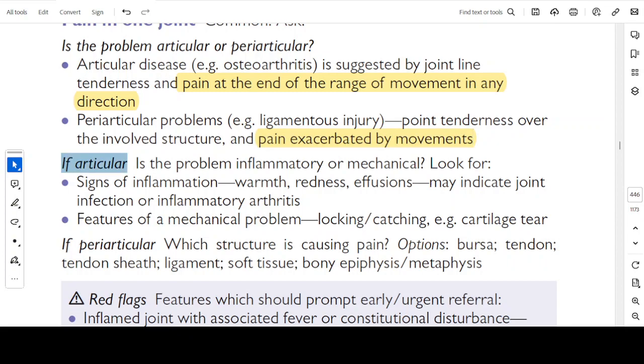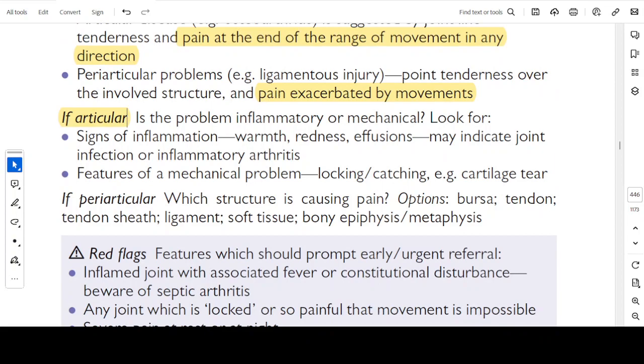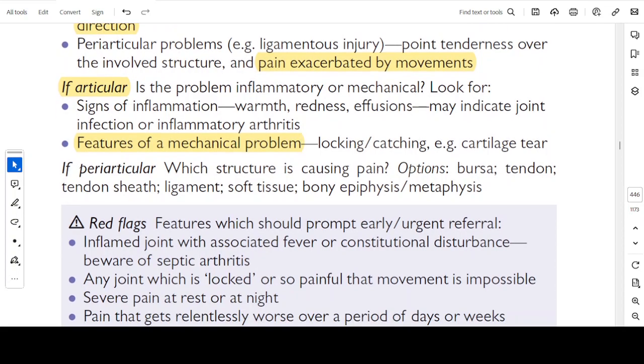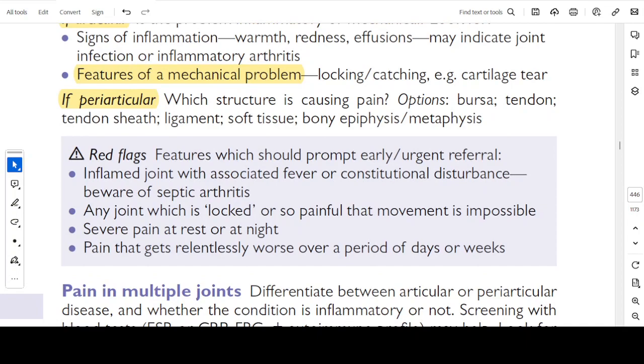If articular, is the problem inflammatory or mechanical? Look for signs of inflammation, warmth, redness, effusions, which may indicate joint infection or inflammatory arthritis. Features of a mechanical problem: look for locking or catching, for example a cartilage tear. If periarticular, which structure is causing pain? Options are bursa, tendon sheath, ligament, soft tissue, bony epiphysis, or metaphysis.